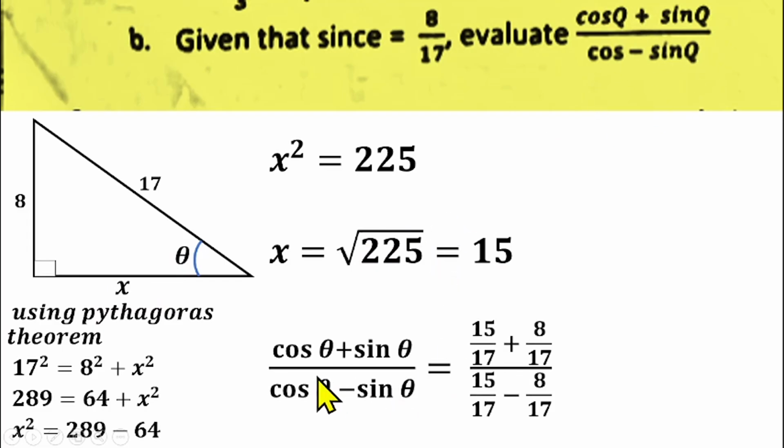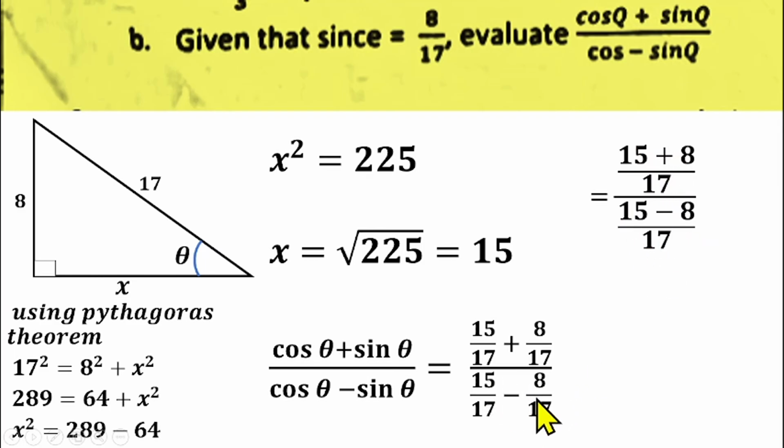So cos theta, adjacent over hypotenuse, will be 15 over 17, plus sin theta, which is 8 over 17, all over cos theta, which is 15 over 17, minus 8 over 17. If you find the LCM here, that will be 17, and that simplifies to 15 plus 8, which gives us 23 over 17, then over 15 minus 8.